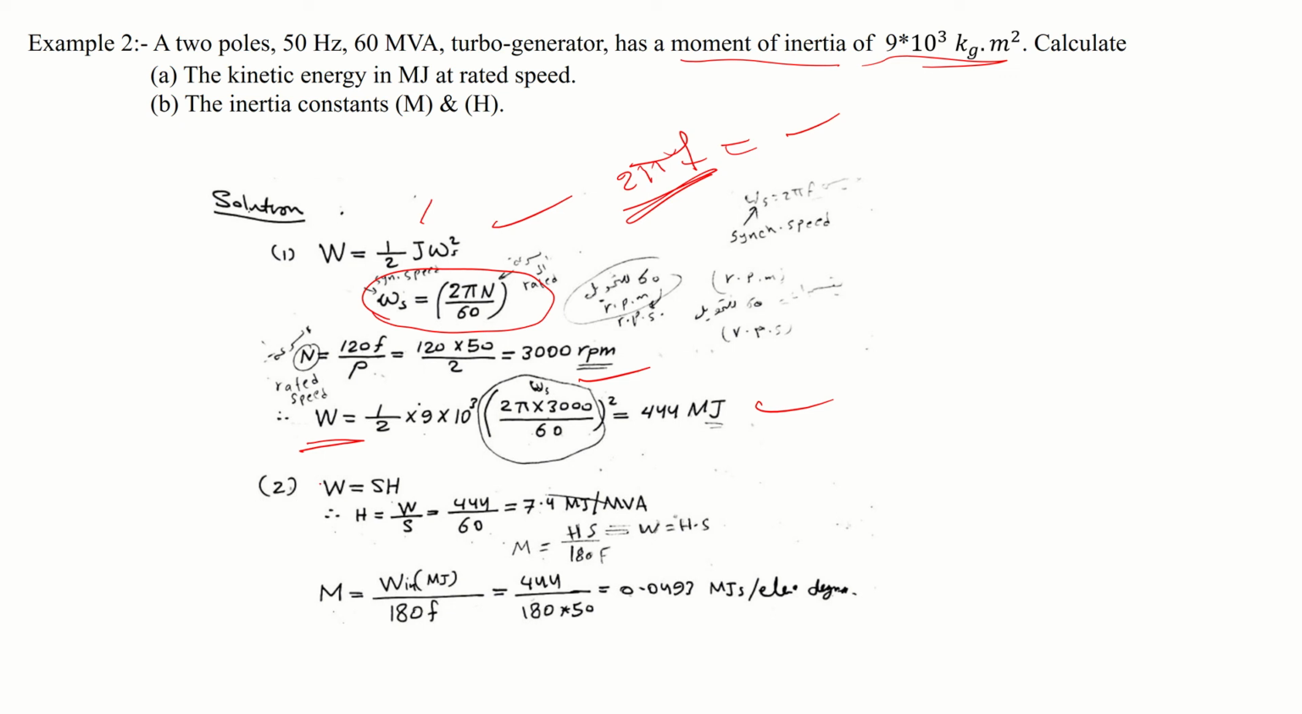Then the calculation with the inertia constant M and H equals W over S. We have a rated S of 60, and we have the kinetic energy. You can get M from H, where M is W over 180 f, which is for electrical degrees. So we have the kinetic energy over 180 f, where f is 50 hertz, and we will get M.